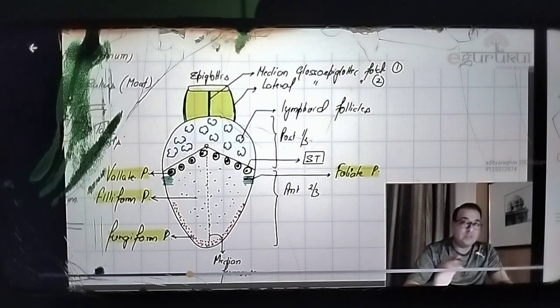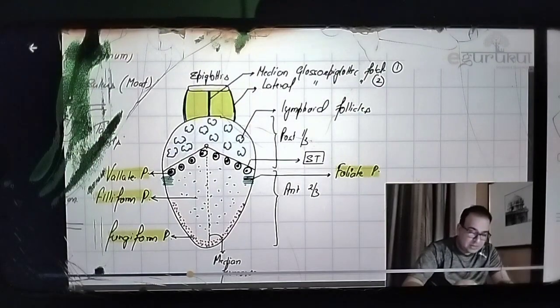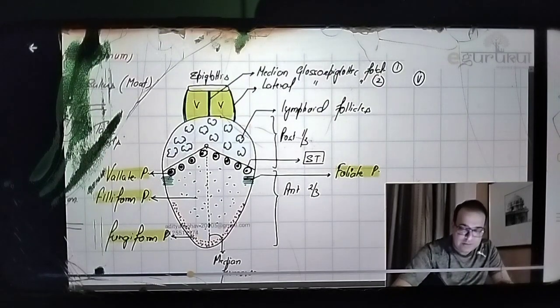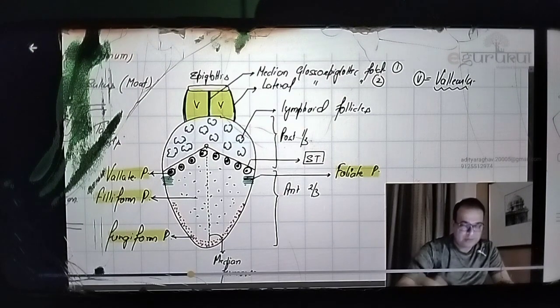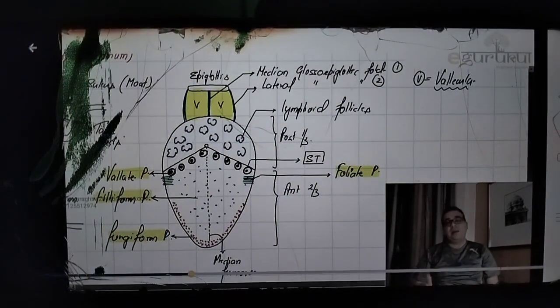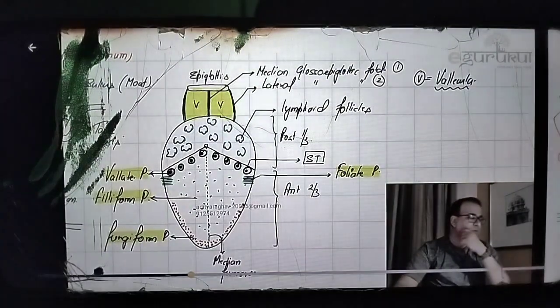That in front of the epiglottis, one space is called the pre-epiglottic space. That is below it. This space is called the vallicula. This space here is called vallicula. V stands for the vallicula. Right, so vallicula is a space basically present between the median and lateral glossoepiglottic fold.